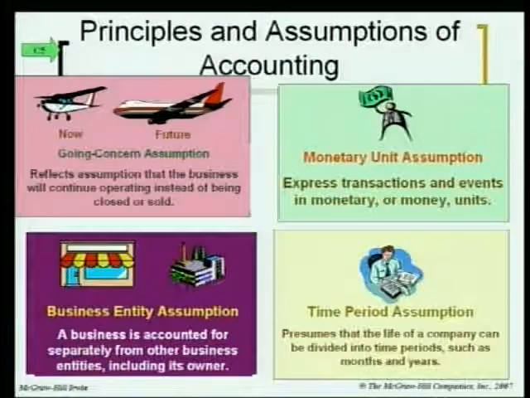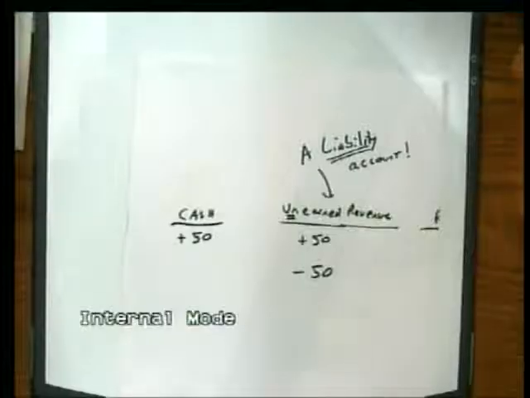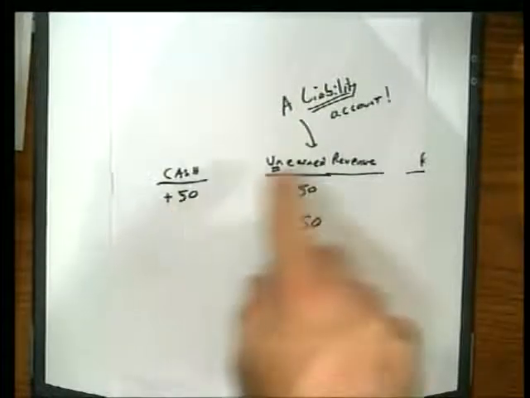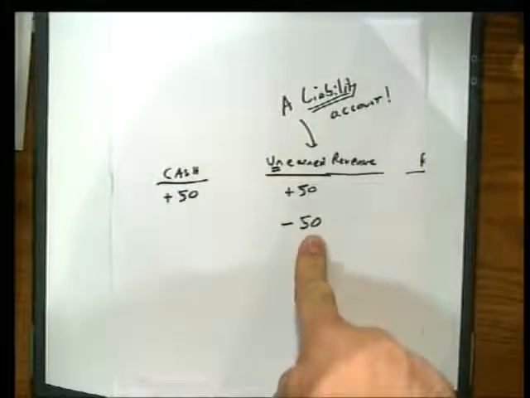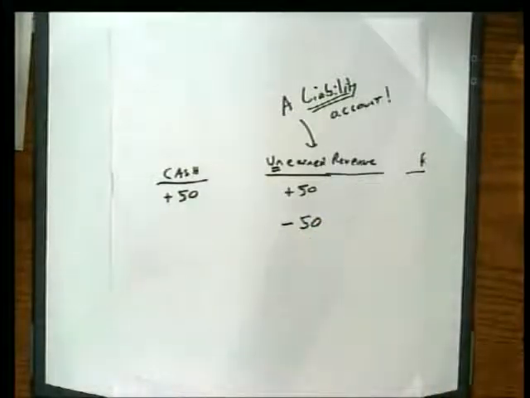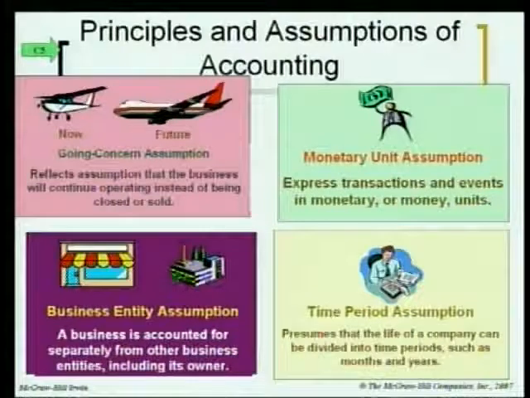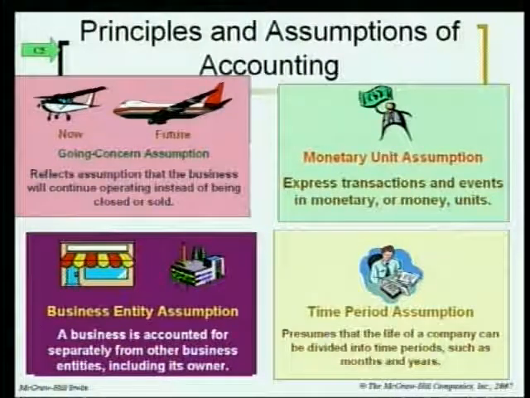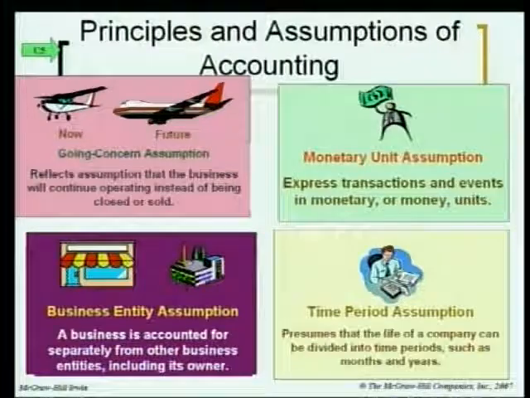The monetary unit assumption simply means that we express transactions and events in monetary or money units. When we were doing this example up on the Elmo, we were talking about $50, $50, $50, right? We record things in monetary units. Now, that doesn't always have to be the dollar. If we're in Japan, it'll be the yen. If we're in Holland, it'll be the euro. But it's in some sort of monetary unit.